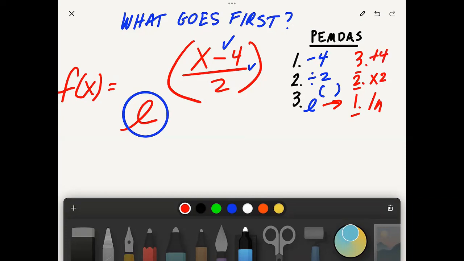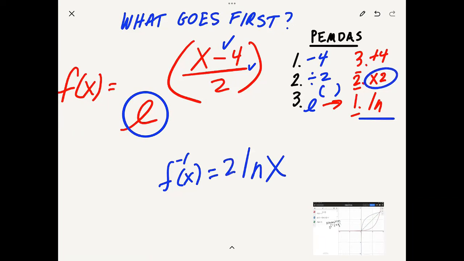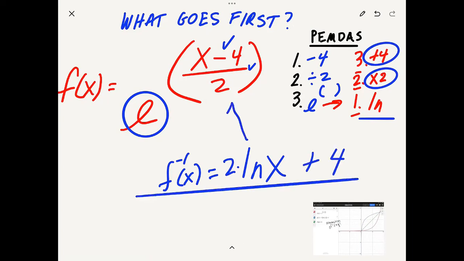So if I go down here, I already know it's going to be an inverse, and I always start with x. First thing I'm going to do is take the natural log of x, and then I'm going to multiply that times 2. And then I'm going to add 4 to that result. So this is the inverse of that.